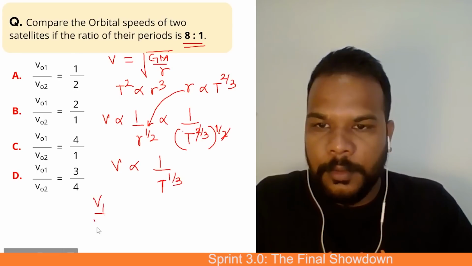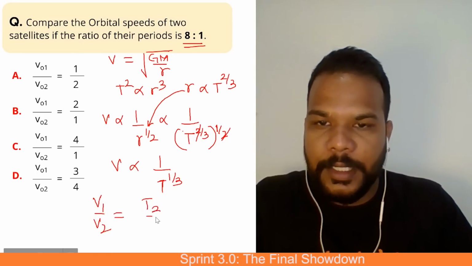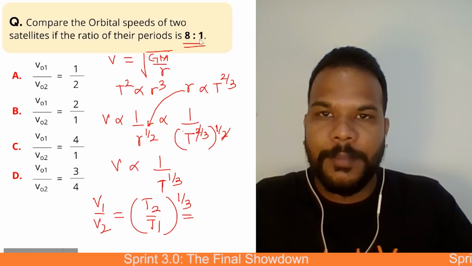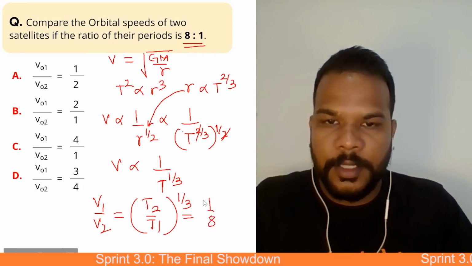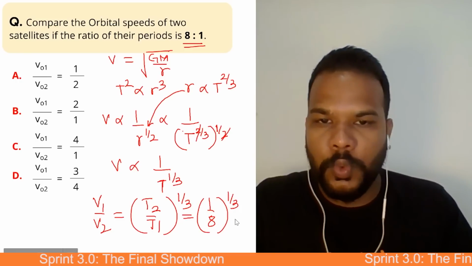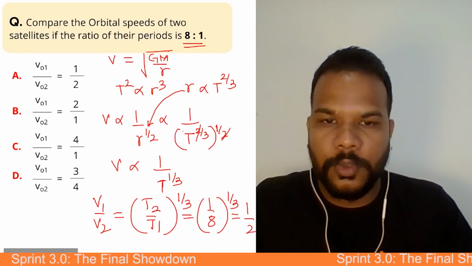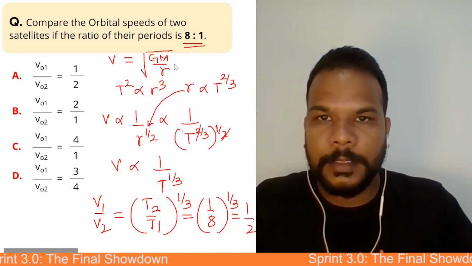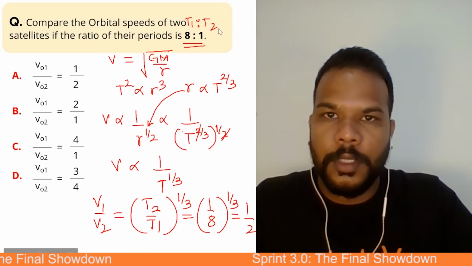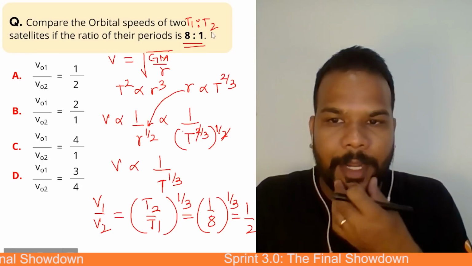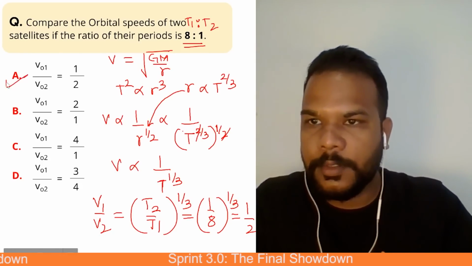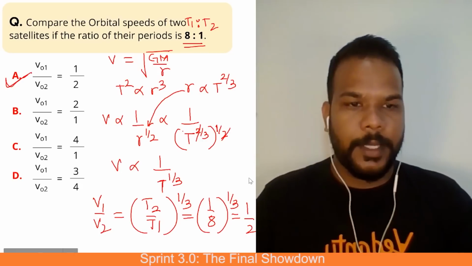So V1 by V2 is basically T2 by T1 power 1 by 3. So T1 by T2 is 8:1. So this is 1:8 power 1 by 3, and 8 is the cube of 2. So this ratio comes out to be 1:2. Okay guys, this was T1 is to T2. So T2 is to T1, that value comes out to be, yes, 1 by 8. So 1:2. Correct answer is option A. Very nice.